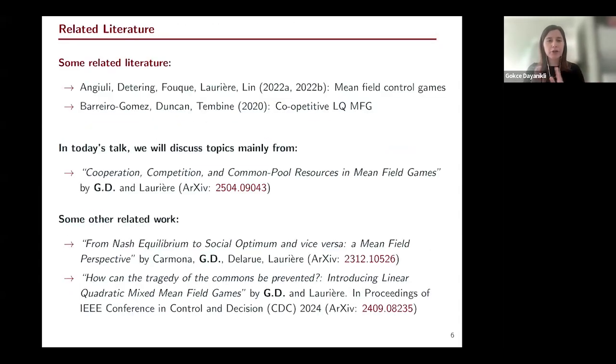So I'm going to talk a little bit about the related literature. Surprisingly, there was not too much work on this. Some of the most related papers were by Angiuli, Detering, Fouque, and Lauriere. They had something called mean field control games, where they have a competition among infinitely many groups of cooperative agents. So this is a little bit related to our mixed individual case.